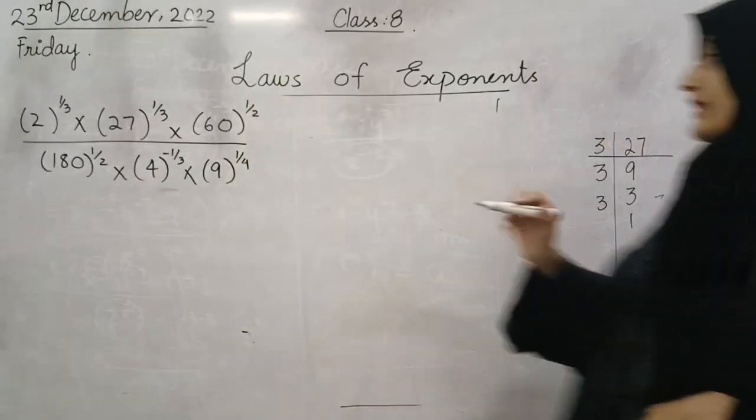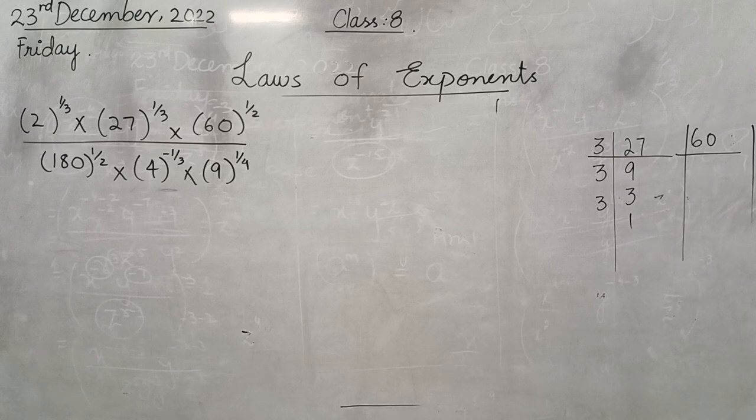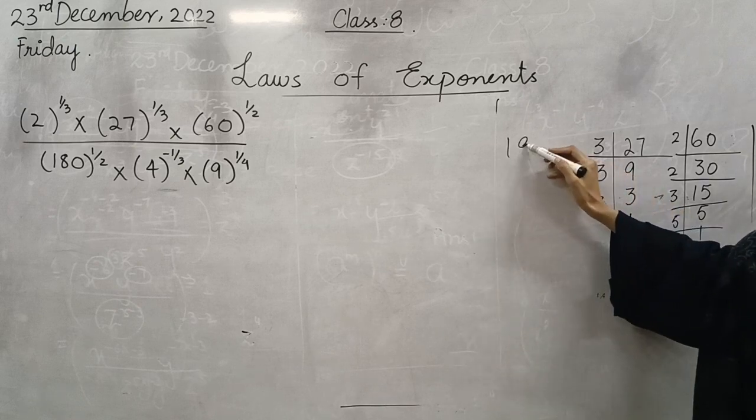Next number is 60. So find out the prime factorization of 60. Start with 2. 60 is an even number, so we can easily divide it by 2. 2 30 times 60. Again we have 30, which is an even number, so 2 15 times 30. 15 is not an even number, so we'll move to 3. 15 is divisible by 3. 3 5 times 15 and 5 1 times 5. Next, factorization of 180.